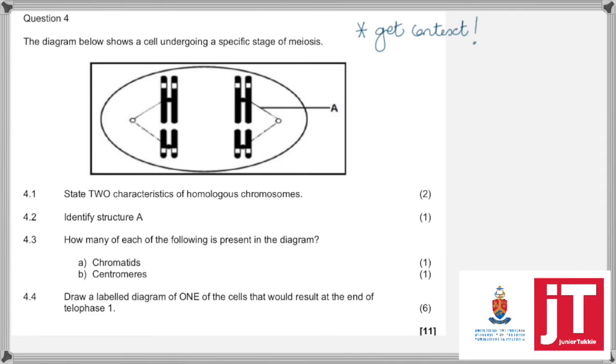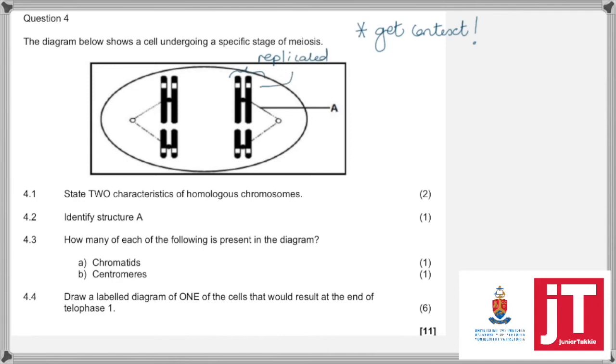We see that there is a label A on my diagram as well, and in getting context of my image I can see that that's a spindle fiber. So it's most likely going to be one of the questions I'm going to be asked in question 4. But here, let's have a look at question 4.1.